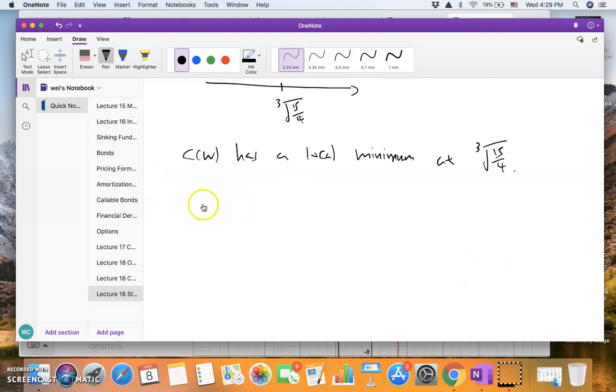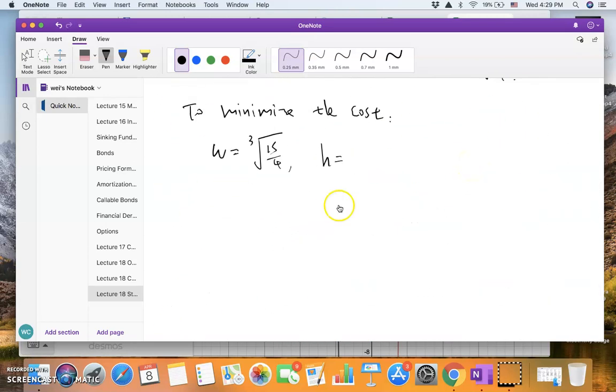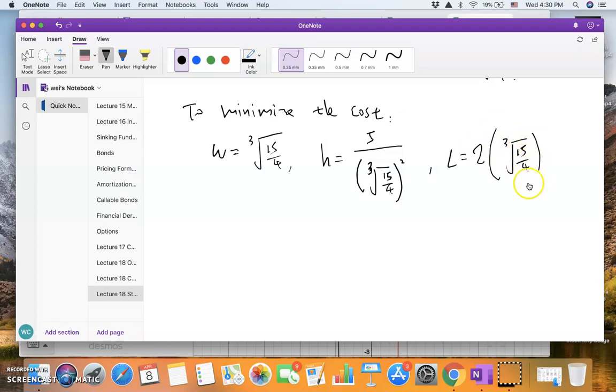So to minimize the cost, the width of the box should be the cube root of 15 over 4, and the height, 5 over w squared, should be 5 over the square of the cube root of 15 over 4, and the length, because the length is twice the width, should be 2 times the cube root of 15 over 4.